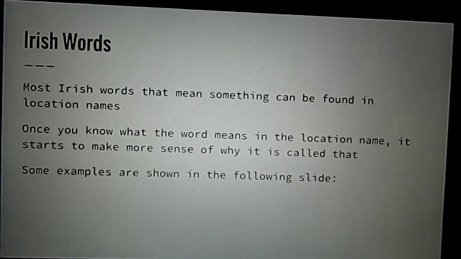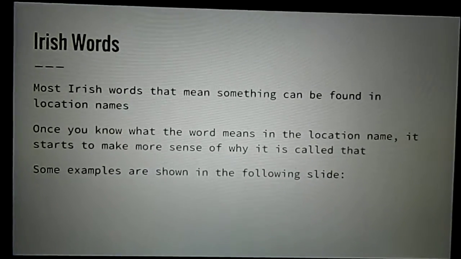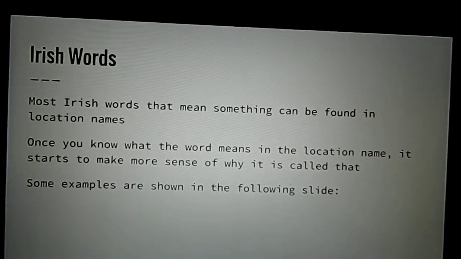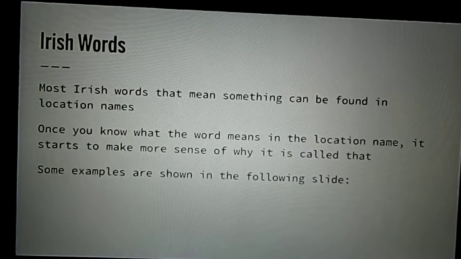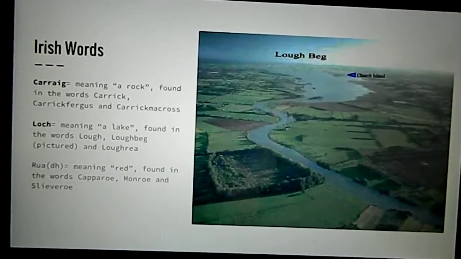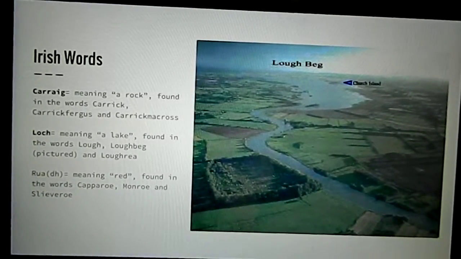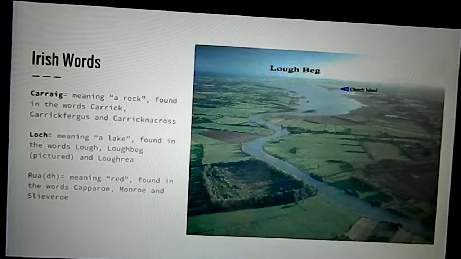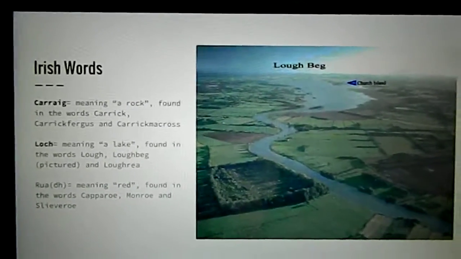Most Irish words that mean something can be found in location names. So once you know what that word means in the location name, it starts to make more sense of why it's called that. And I have some examples. So Carrig means a rock, and it's found in the words Carrick, Carrickfergus, and Carrickmacross. So these places and words have something to do with a rock, and that's why they were named that.